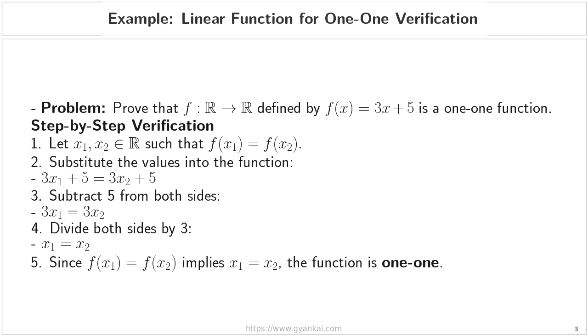Finally, we reach our conclusion. Because our initial assumption that f(x1) equals f(x2) led us exclusively to the result that x1 must equal x2, we have rigorously proven that the function is one-one. This confirms that every distinct input in the domain produces a distinct output in the codomain. In the next few slides, we will use a similar algebraic approach to verify if a function is onto, and we will see how the choice of domain and codomain can change these results.